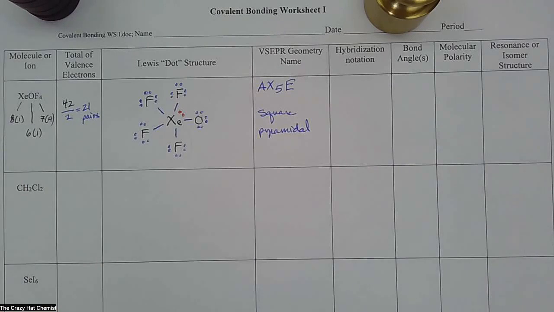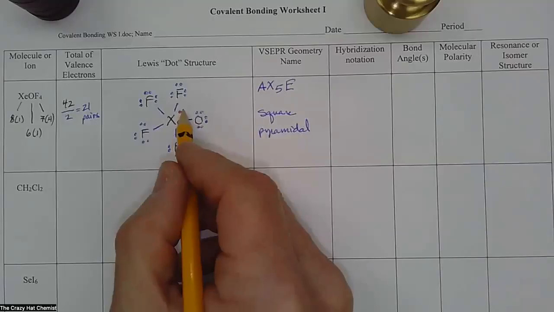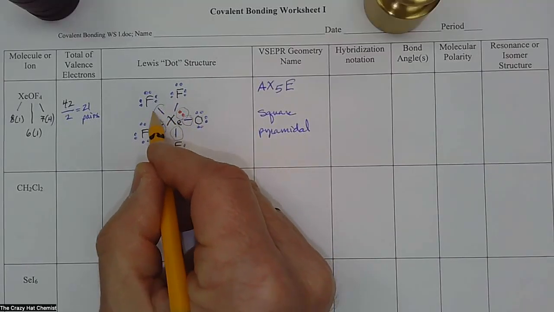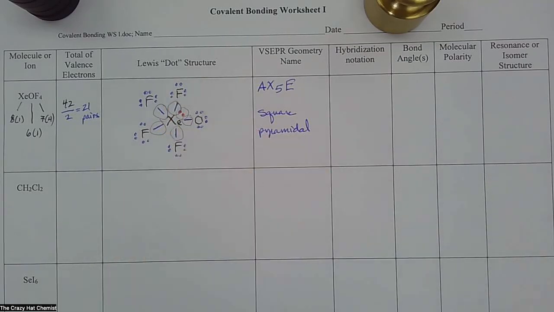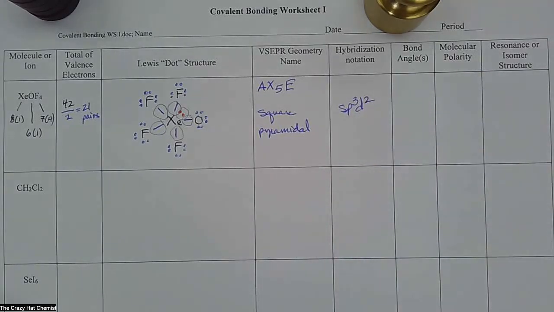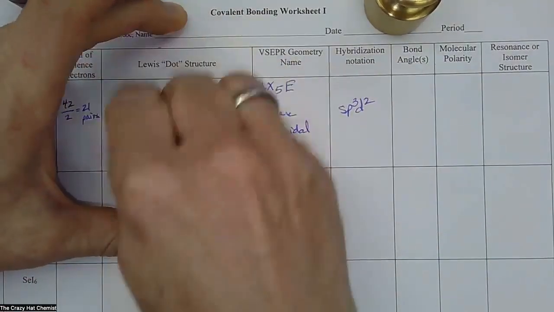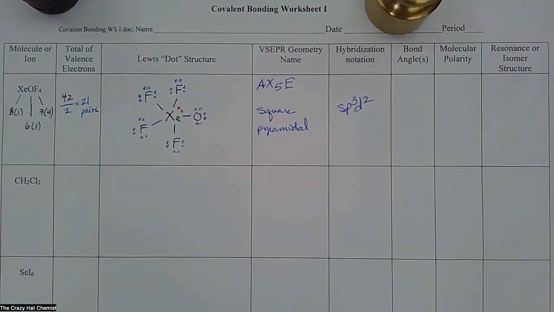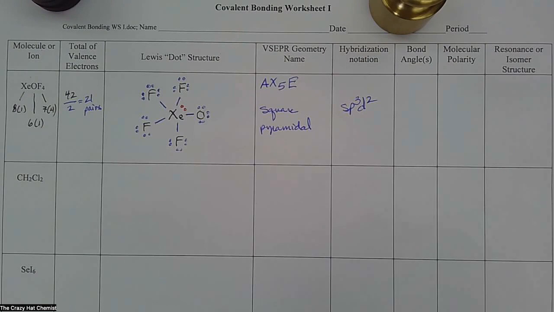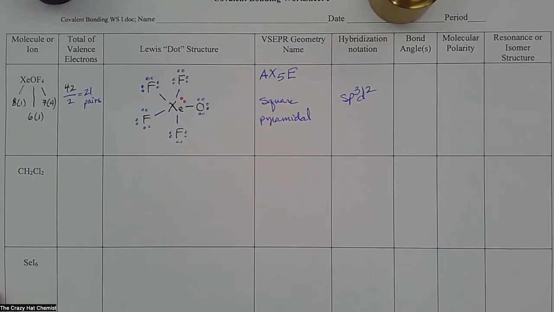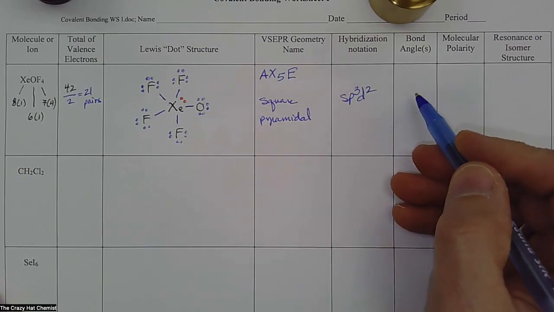We're going to count up the number of domains around the central atom, but we're going to count them up. So it's going to be S, P1, P2, P3, D1, D2. So this is sp3d2 hybridized. Again, this is a correction factor on the valence bond theory. And you can find out more about the valence bond theory if you were to watch my videos, the lecture series. All right, the next one is getting the bond angle.